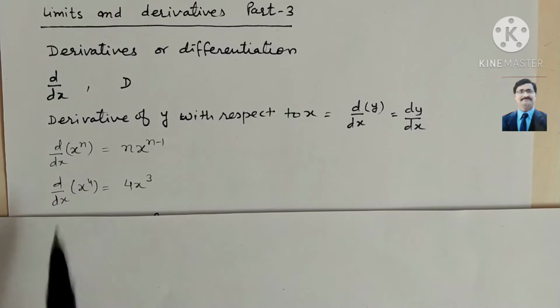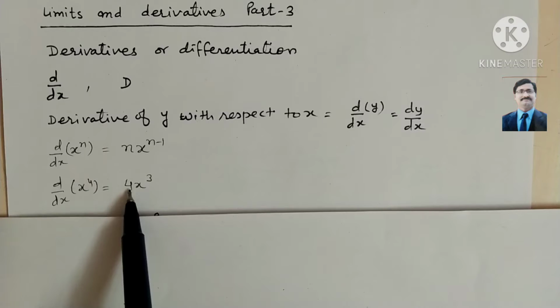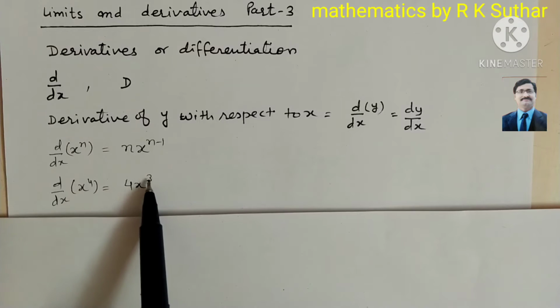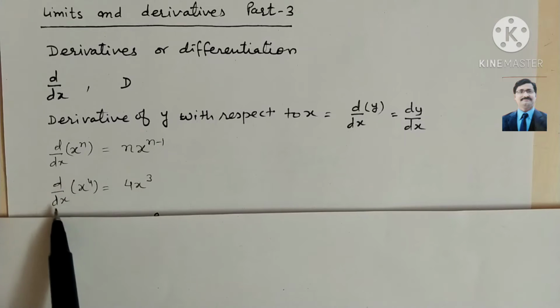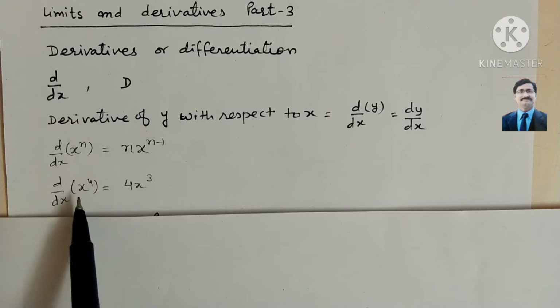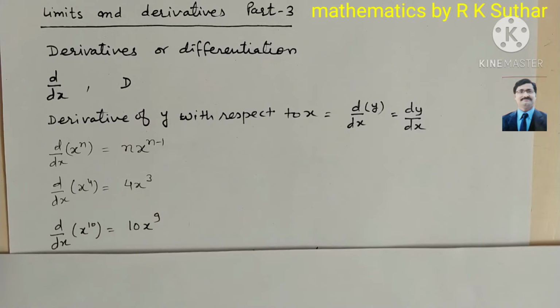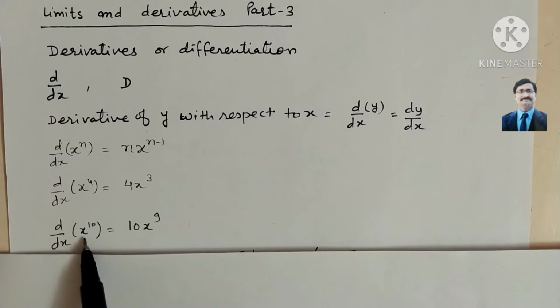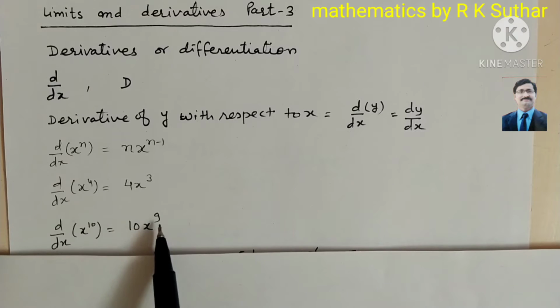We can check one example. Look here, if we have d by dx of x power 4, then the power is 4, so we write 4 as it is, and x power 1 less, meaning 3. So the derivative, or differential, of x power 4 is equal to 4x power 3. Same as it is, if we have the differential of x power 10, we write 10 x power 9.